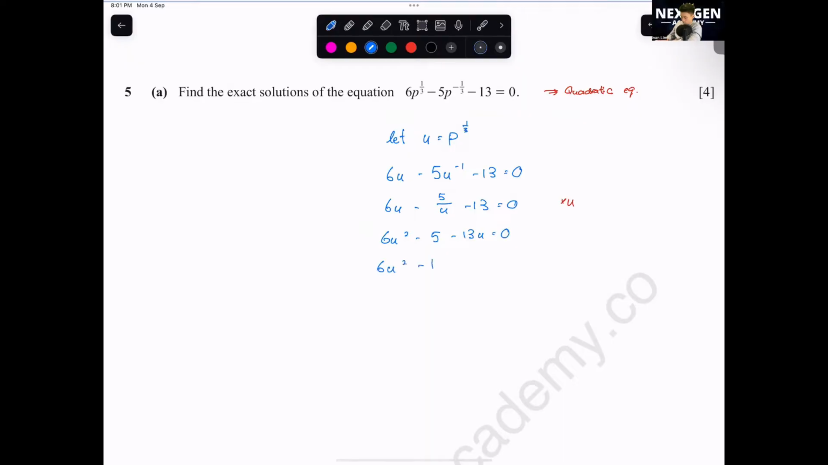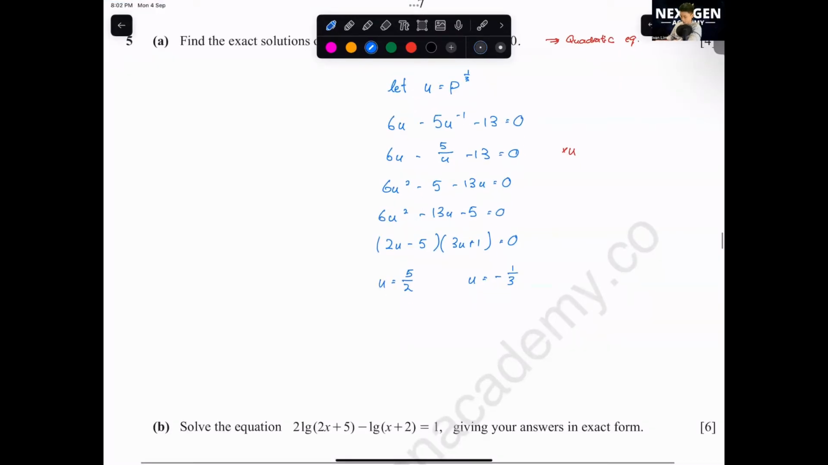Okay, rearrange it. Factorize this, you get 2u minus 5, 3u plus 1 equals to 0. Okay, I personally prefer writing it like this first, because otherwise you have to keep writing p power 1 over 3, p power 1 over 3. In fact, it will be longer. Solve this, u equals to 5 over 2, u equals to negative 1 over 3.